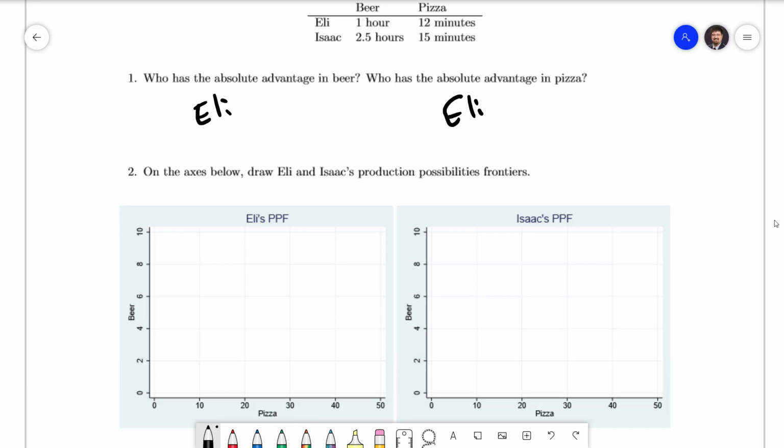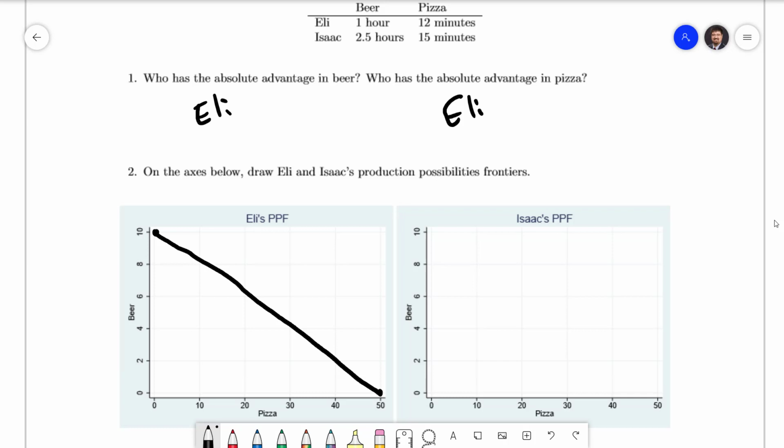We'll start with Eli. He has 10 hours available. He can make a beer in 1 hour, so if he spends all his time on beer, he could produce 10. Again, he has 10 hours. It takes him 12 minutes to make a pizza. That means he can make 5 pizzas per hour. Times 10 hours, that's a total of 50. Just going to connect up these 2 points with a straight line, and that's going to be Eli's PPF.